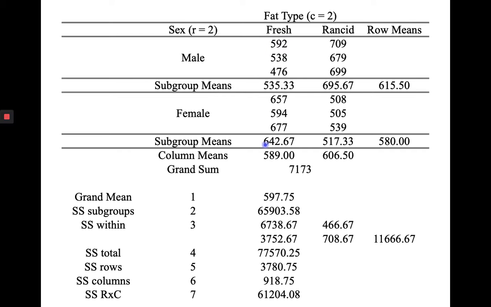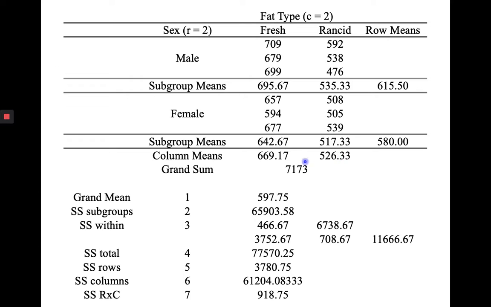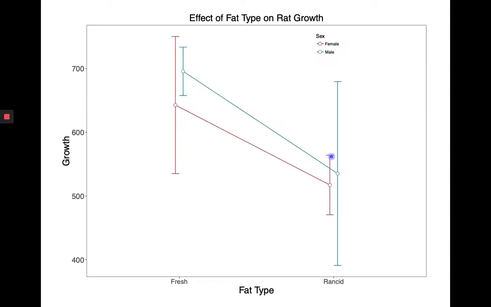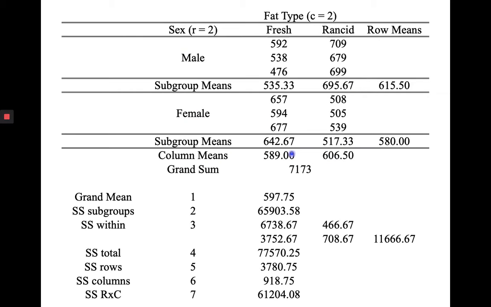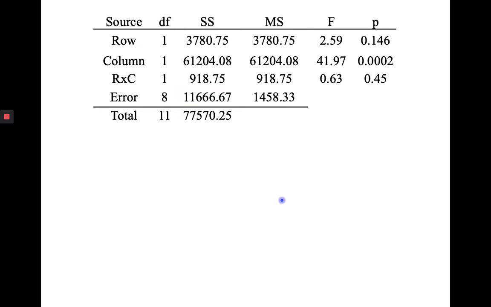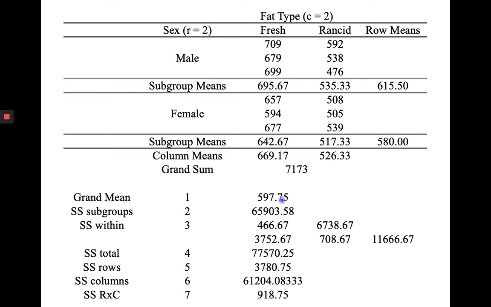But what does change is the column means for the fat type. You have 589 and 606.5, as opposed to what it was before, which was 669 and 526. So we've just rearranged the data a little bit, but everything happens in the same way. You calculate the grand mean by adding up all of the values, and it should still be 597.75, and you see it's still 597.75.